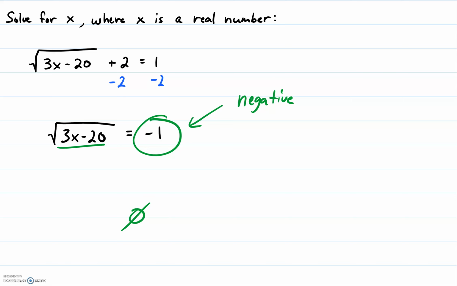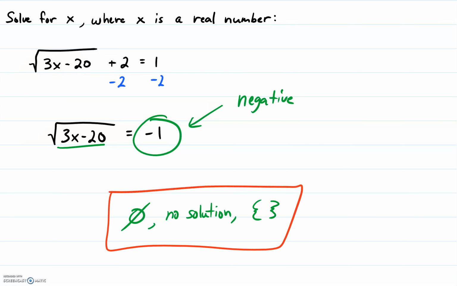If you isolate the square root term and it's equal to a negative number, you stop right there and say no solution. Now, of course, the 0 with the slash through it means no solution. You could also write out no solution in words. And you also may see the empty set, the set of braces with nothing in it. That means the empty set. All of those things that I'm going to square off in red mean the same thing. Take your pick.